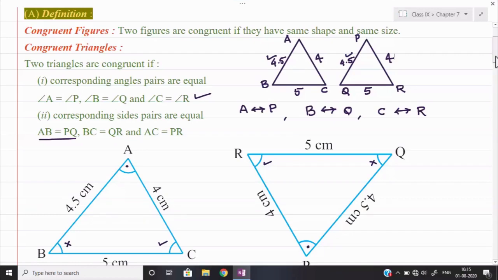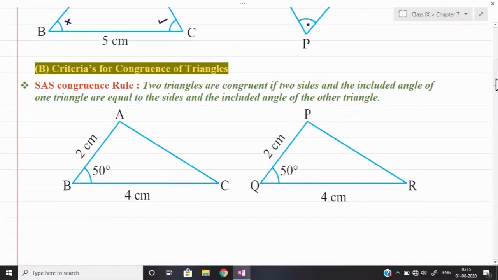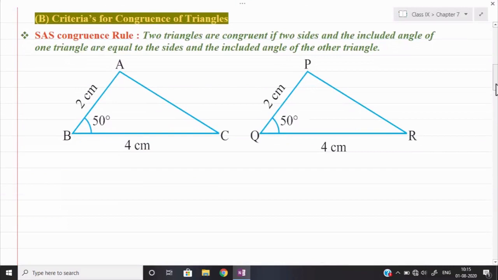So see the first criterion here: the side angle side congruence rule. What does it say? As the name suggests, 2 sides and 1 angle should be equal. But remember, if any 2 sides and any 1 angle are equal, then the task will not be fulfilled. For example, look at triangle ABC and triangle PQR.